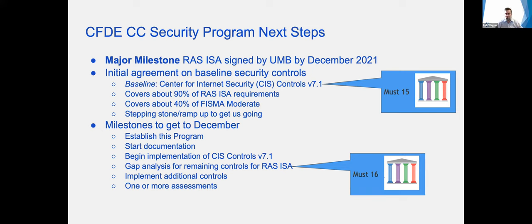We chose our baselines. We followed the recommendation. I spoke to Maryland and we agreed that the CIS controls were a much better starting point than trying to bite off all of NIST 853, which would have been our target. And I communicated to the NIH that, look, we're not ignoring NIST. We're just starting with a specific set that's better for our project, and it starts getting us there and we can ramp up. The key thing was for us to establish this program, start building our documentation, and then figure out what else we need to get to the ISA.